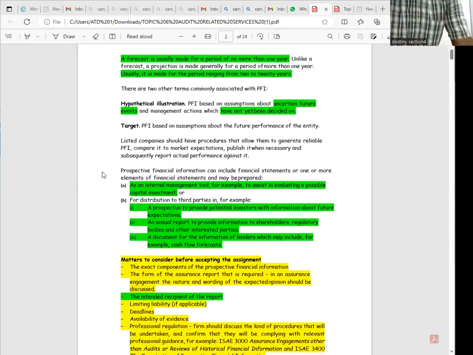There are two other terms commonly associated with the PFI. So one, hypothetical illustration: PFI based on assumptions about uncertain future events and management actions which have not yet been decided on. Target: PFI based on assumptions about the future performance of the entity.